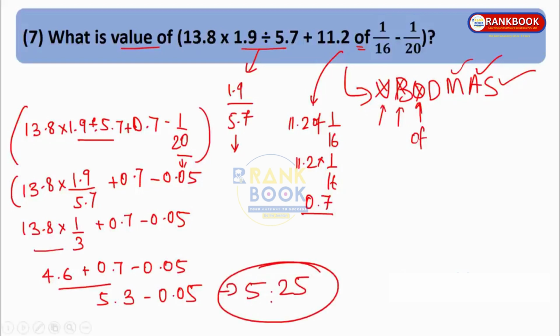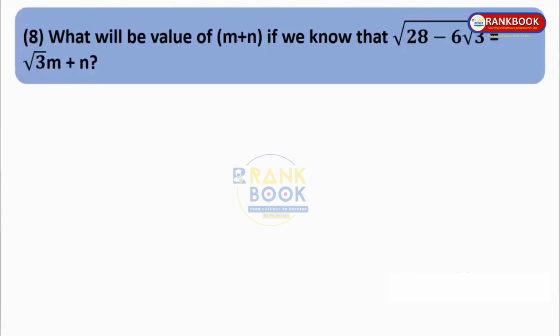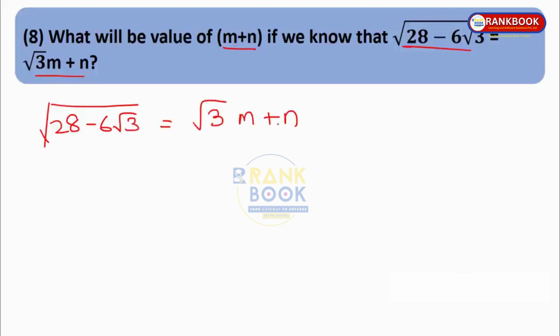Moving to question number 8. What will be the value of m plus n if we know that root of 28 minus 6 root 3 is equal to root 3m plus n? Now again, this is easy. Let us see how we can solve these kind of sums. We have this, that would be equal to root 3m plus n. Now it is very difficult to solve whenever we have a root sign. So let us remove the root sign. How to remove? Simply square on both sides.